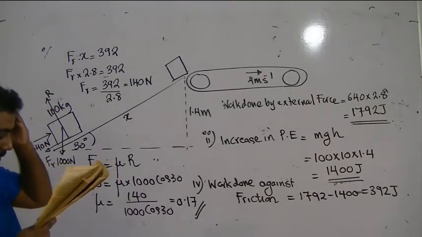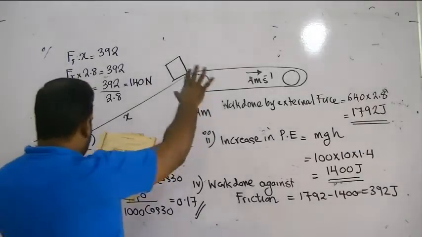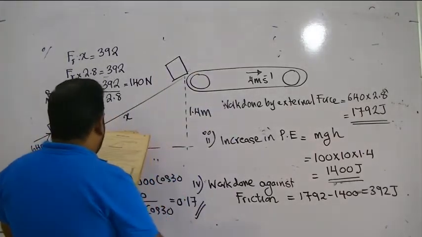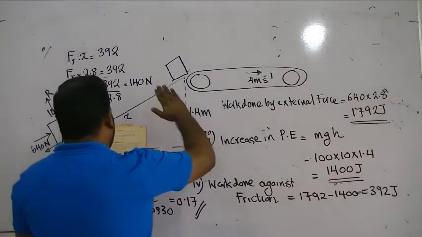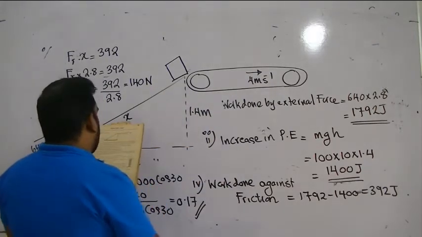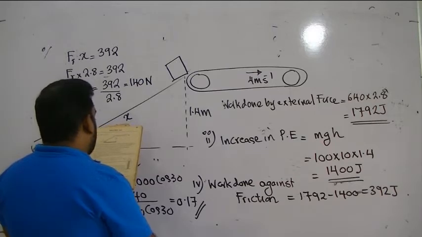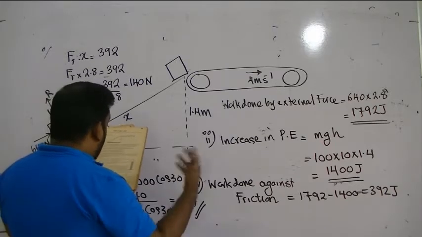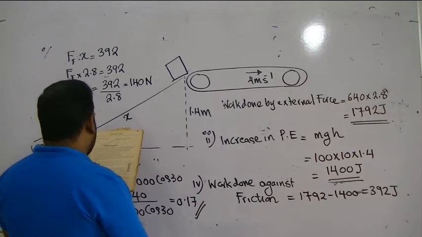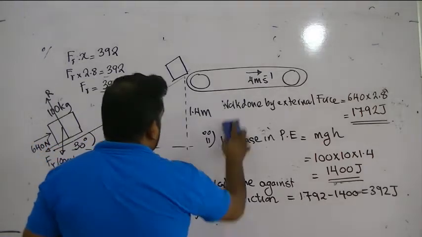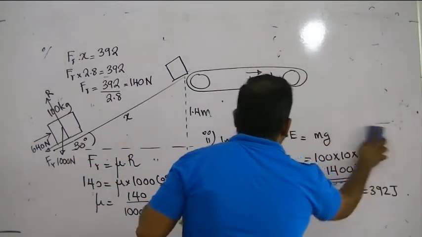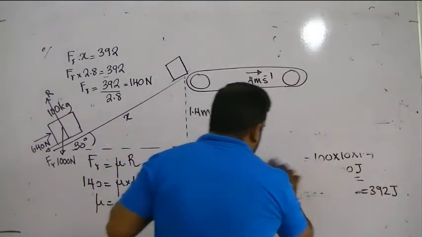Roman 5. At the top of the inclined plane, the box is transferred instantaneously with a negligibly small speed onto the belt. The box acquires the speed of the belt after 2 seconds. What's the change in momentum? Look at the board here.